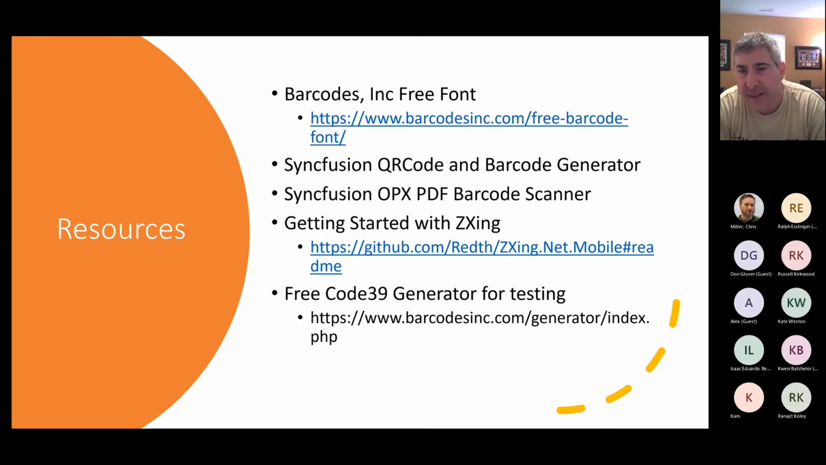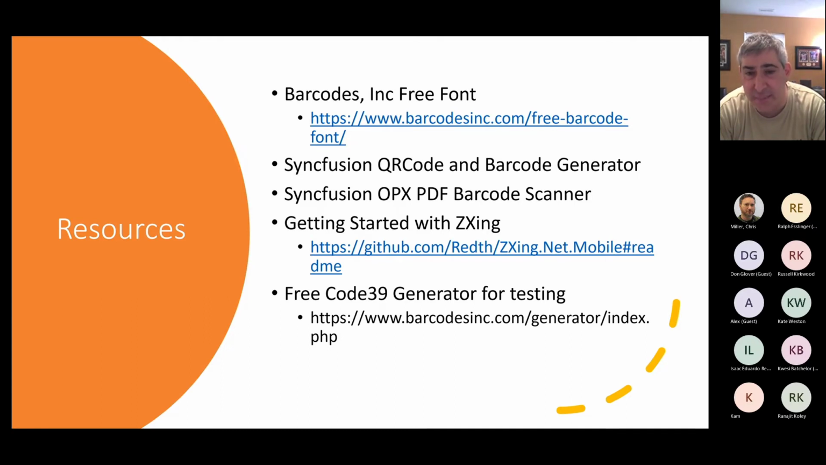So a few resources that'll help you here. If you want to get the free fonts, just go to Barcodes Inc. I think they're the same people that used to charge me a lot of money. Now a bunch of free stuff. So just search for free barcode font. And then Syncfusion, of course, they have a QR code and barcode generator. Just go grab Syncfusion. That, by the way, they have the same thing for ASP.NET. So if you want to add QR code or barcode generation to a website as a service for your customers, you can do it.